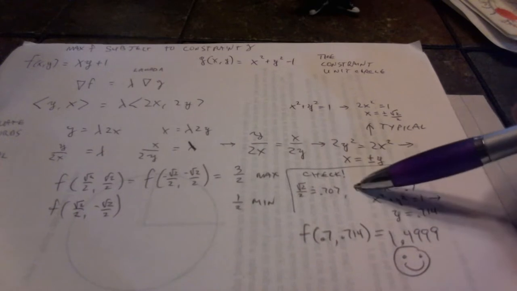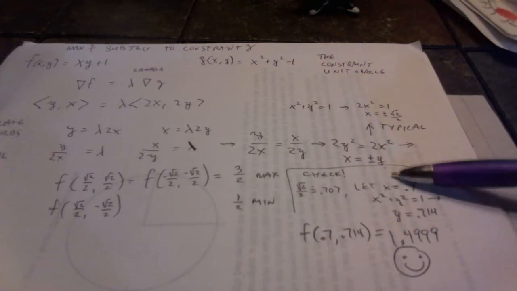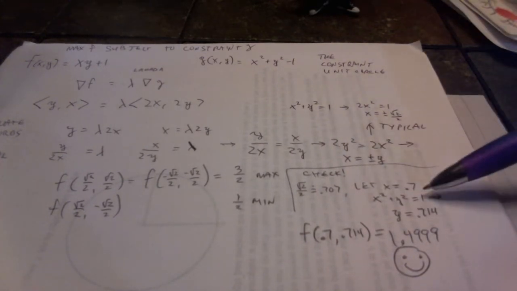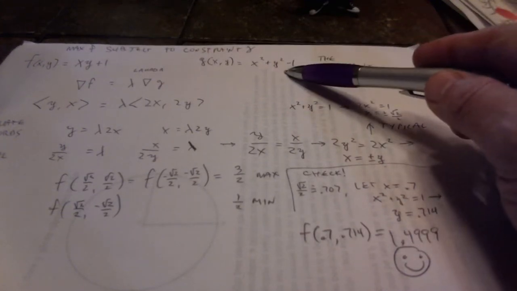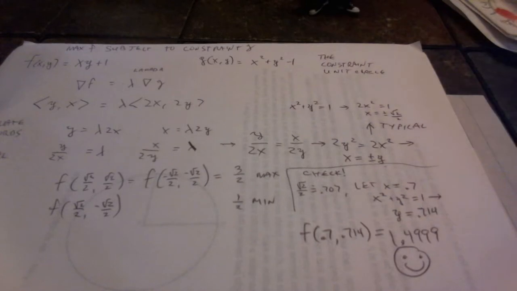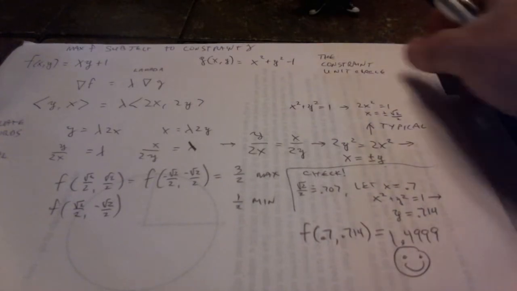So the little check thing off to the side, a very wise thing to do. But remember, the point that you check has to be on the constraint. You can't just check anything. You have to check a point that's on the constraint. All right, got another one to go.